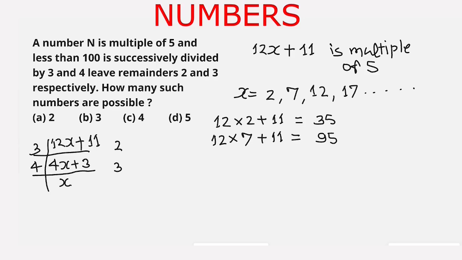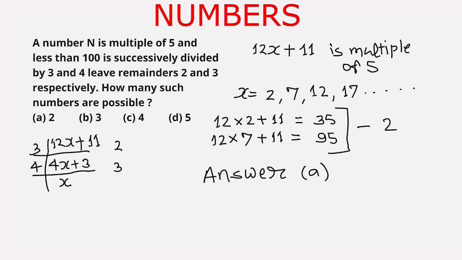Now when we put the next number 12, then 12 times 12 will be 144 plus 11 will be 155, but that will be more than 100. So only two such numbers are possible, which are 35 and 95. When divided successively by 3 and 4, leave the remainder 2 and 3. And from the given options, our answer is option A, 2. I hope you have understood the method of solving such type of questions. We go to the next question.